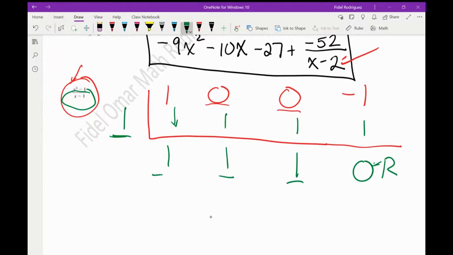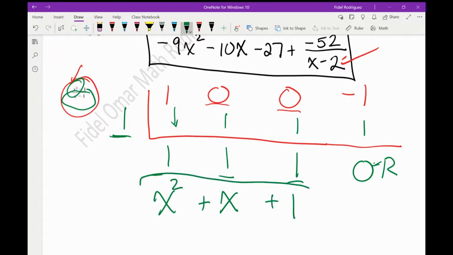So remember what we had. We used to have an x to the third polynomial. We've reduced it by a power of 1. This is now the number in front of my x squared. This is the number in front of my x, and that is my constant term. Okay.